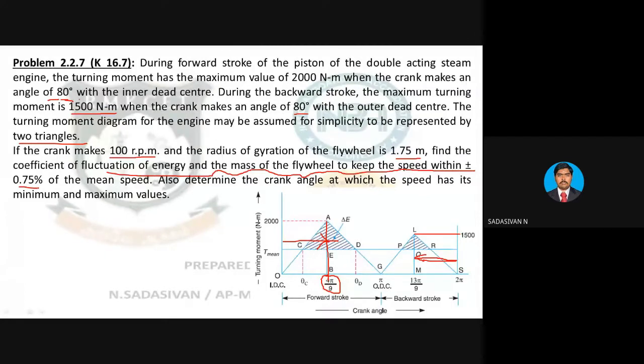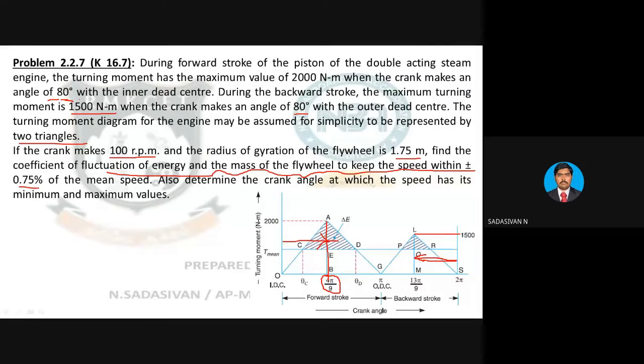What did you do in the previous problem? You found out delta E from the graph and used it to find out CS. Mass was given in the question. Here the same thing. Delta E you are going to find out from the graph. Here mass is unknown, CS is known. Same formula, same steps. Only the unknown is going to vary.